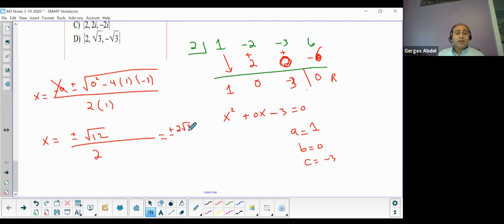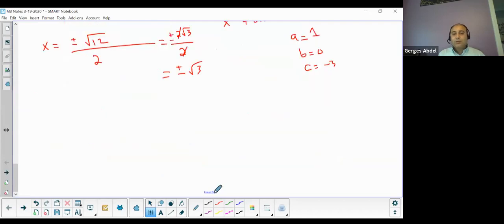If you don't remember how to do this one, don't worry about it. Cancel the 2 with the 2. The answer will be positive or negative square root of 3. If you don't know how to get to this point, it is okay to leave it like this.